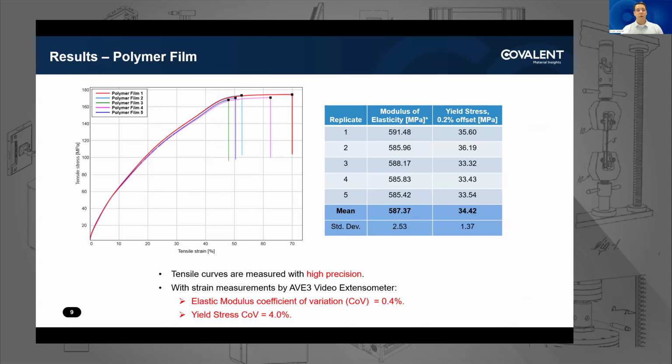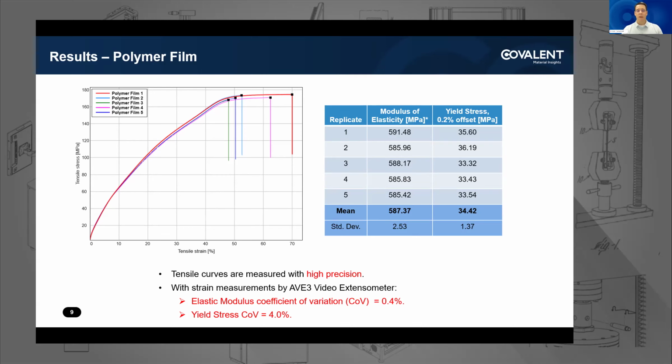This slide shows the results for the polymer film. There's a lot of data here, but the key point, I'm not trying to explain the material behavior in detail, but again, the quality of the data we get from the AVE3. In the upper left is the typical stress strain curve, tensile stress as a function of strain. As we all expect, at points of low stress, you have a near linear regime, which is elastic loading, and then eventually the sample will deform permanently. That's the definition of your yield stress.